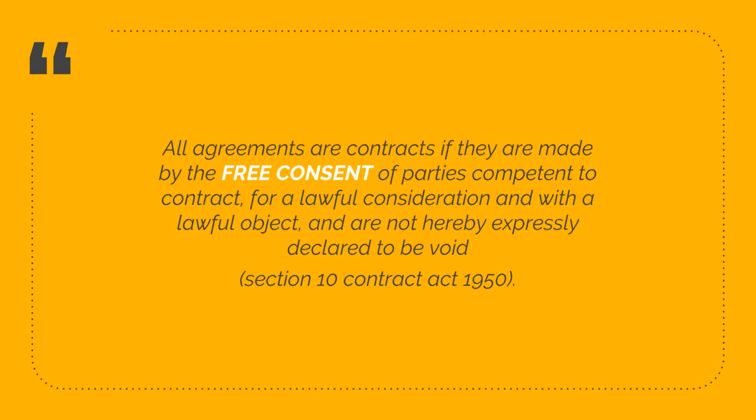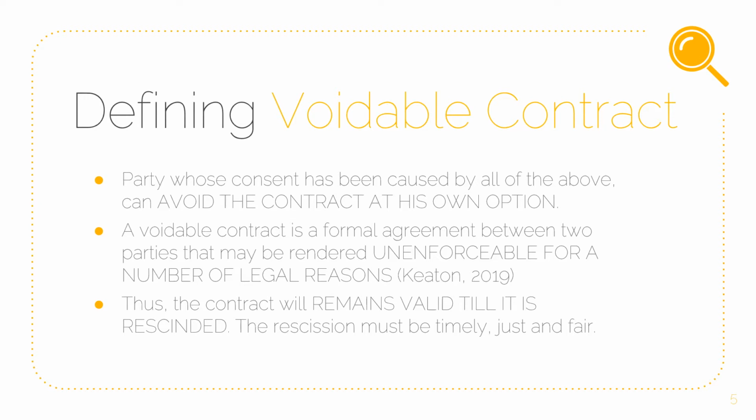Section 10 of the Contract Act 1950 stated, contracts, if they are made by free consent, party whose consent has been caused by all of the above can avoid the contract at his own option. A voidable contract is a formal agreement between two parties that may render it unenforceable for a number of legal reasons. Thus, the contract will remain valid until it is rescinded. The rescission must be timely, just, and fair.